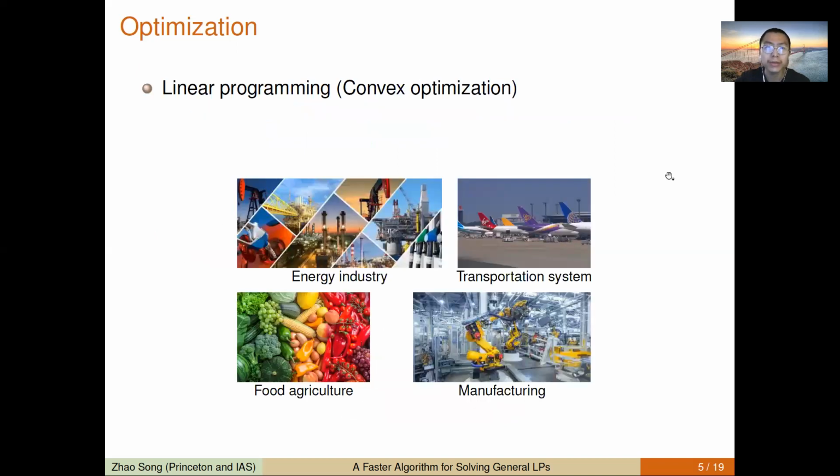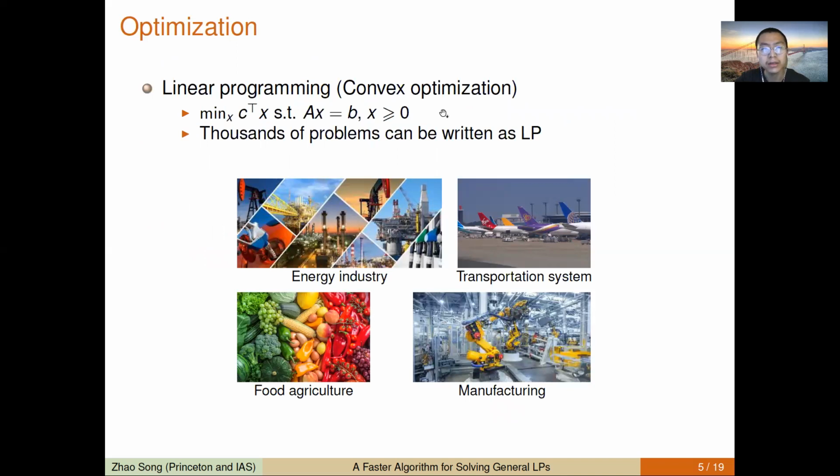Linear programming is one of the definitive examples in convex optimization. Usually you are given a matrix A, a vector b and a vector c, and you want to solve this minimization problem under linear constraints. In the real world, there are several problems that can be written as linear programs, for example energy industry and transportation systems, food and agriculture, and manufacturing. LP is also known as one of the top 10 algorithms of the 20th century.